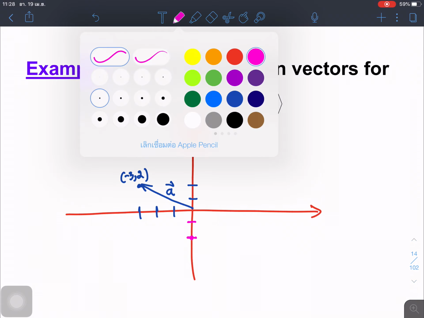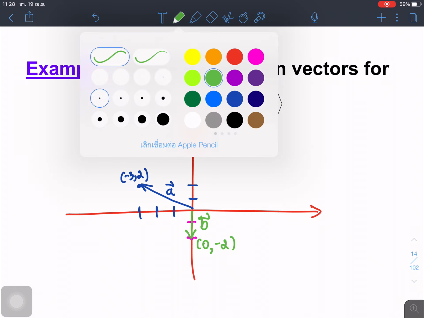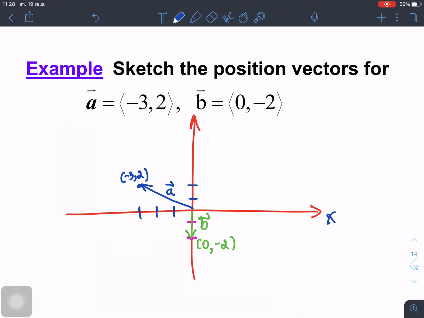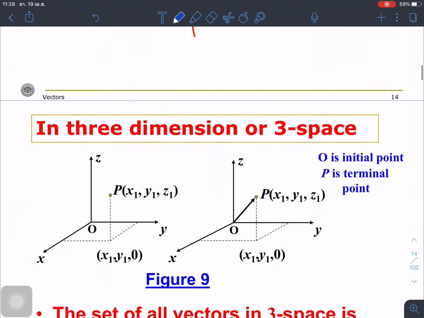Let me change the color. This is the vector B, which is (0, -2). This is how you sketch the position vector on the xy plane. This is x, this is y. Alright, nothing easy yet, nothing difficult yet.